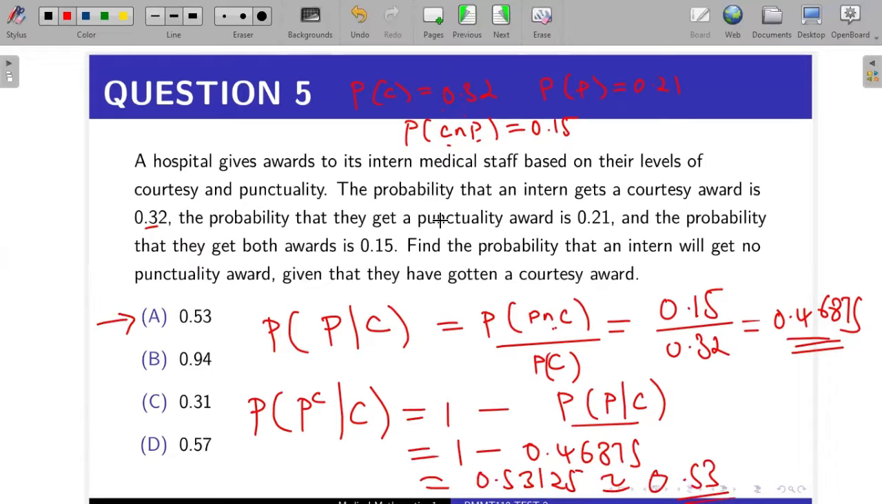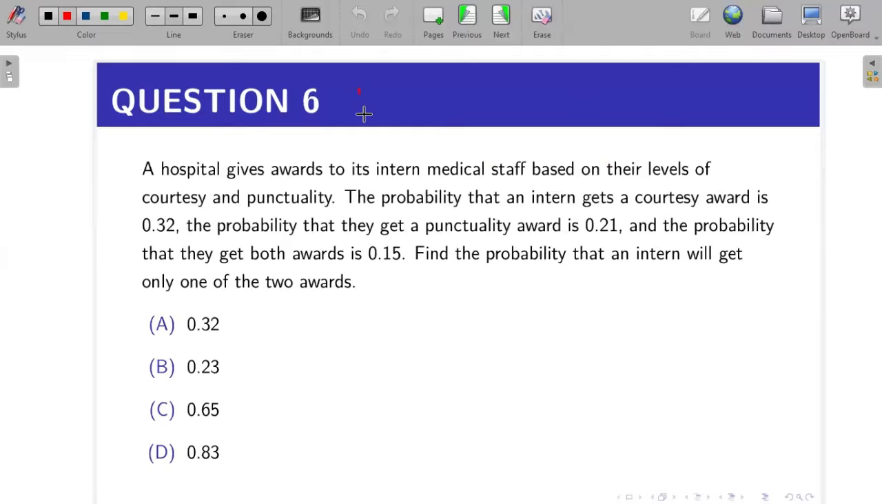Okay, so we go to question 6, which is a similar question now. Okay, so I was ahead of myself. So probability of C has been 0.32. Probability of P is 0.21. Probability of C intersection P is just 0.15. So here, what are we finding? Okay, so they're saying find the probability that an intern will get only one of the two awards. So this is the probability that this intern will either get the punctuality award and that's all, or this intern will get the courtesy award and that's all.